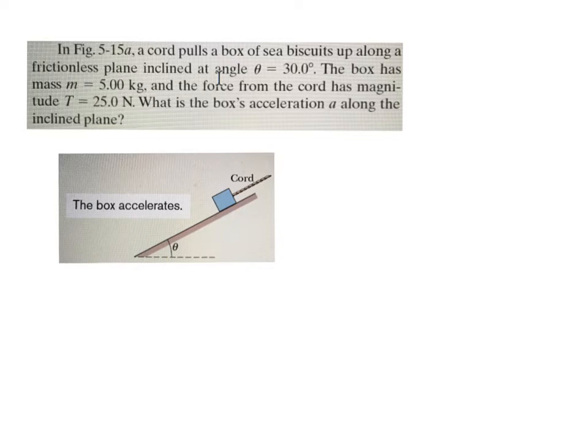Alright, so in figure 5.15a, a cord pulls a box of sea biscuits up a long frictionless plane inclined at 30 degrees. The box has a mass of 5, the force from the cord has a magnitude of T equals 25 newtons, and it asks what is the box's acceleration a along the plane.